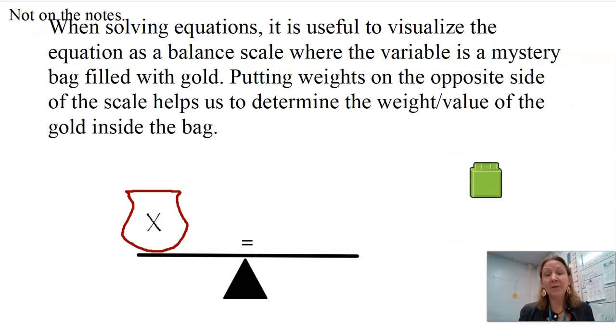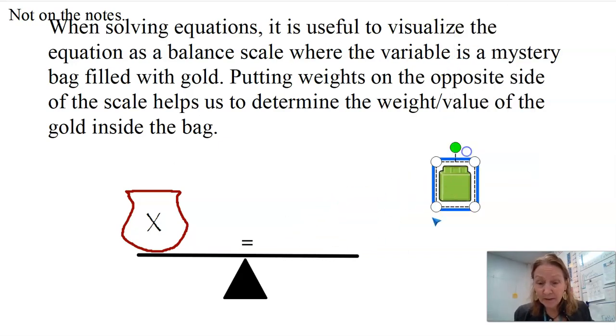When solving equations, it's useful to visualize the equation as a balance scale, or like one of those balance puzzles where things are hanging. And you can this time picture the variable as a mystery bag filled with gold. And you can put weights on the opposite side to determine the weight of the bag. So if I go like this and I put one weight, let me do this and make a little clone.